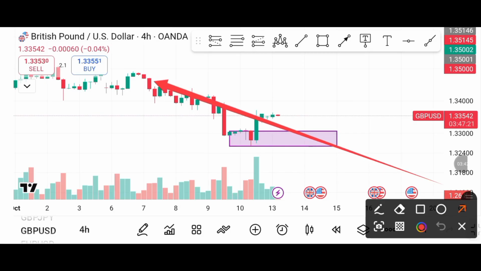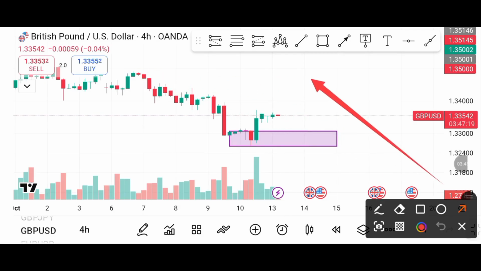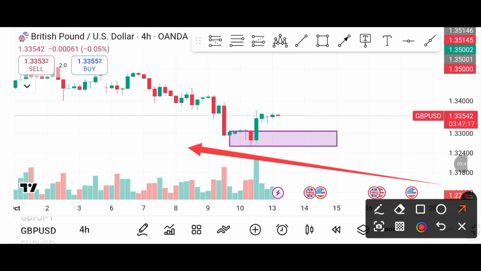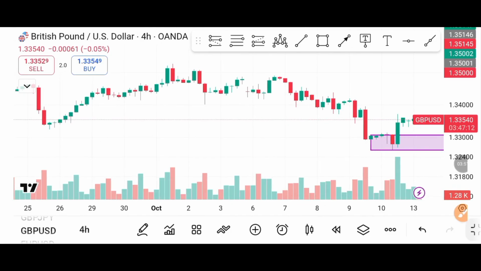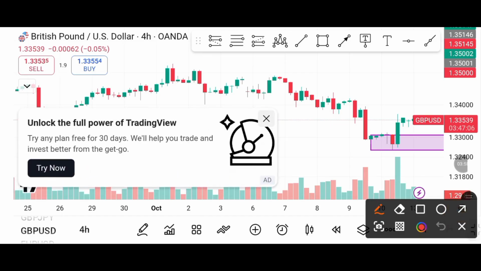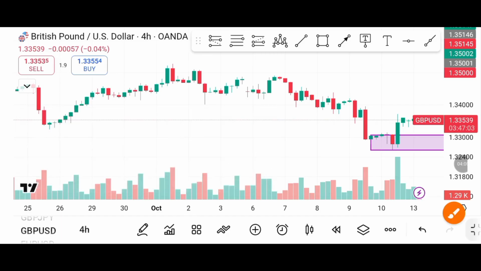But then there's no break of structure to the upside. So all we have is a change of character on the 4 hour time frame. A change of character speaks volumes. All right, this can help us understand the current trend on the 4 hour time frame. This is what I'm saying, guys. Let me show you what I'm saying.